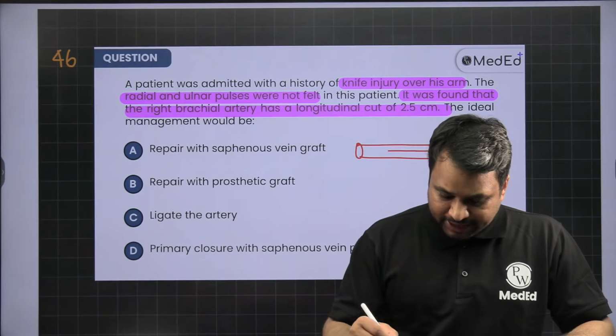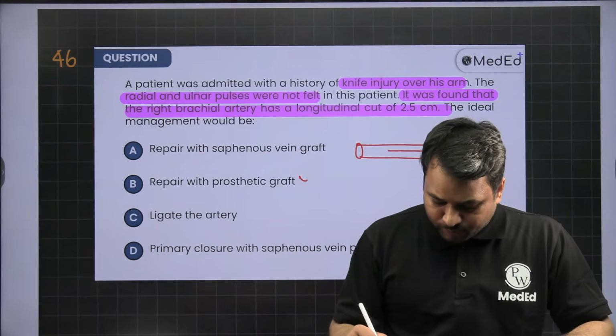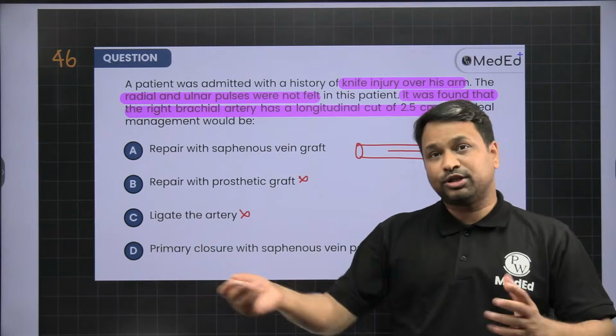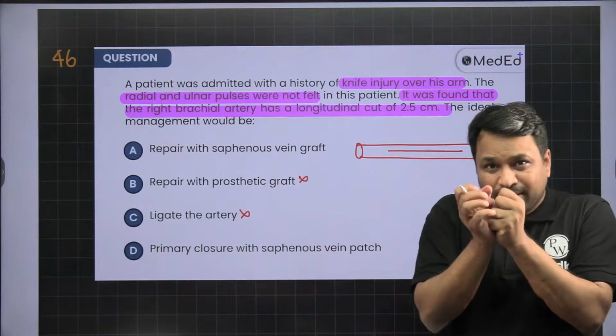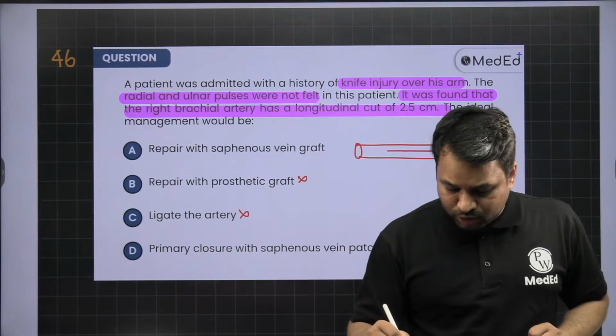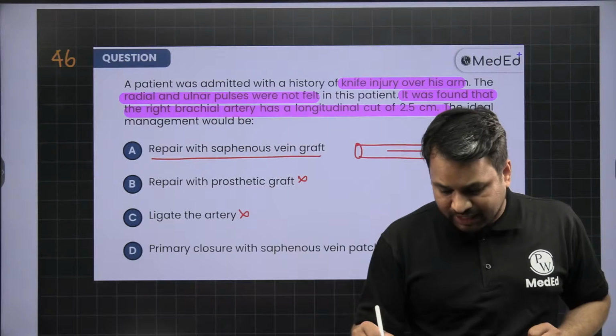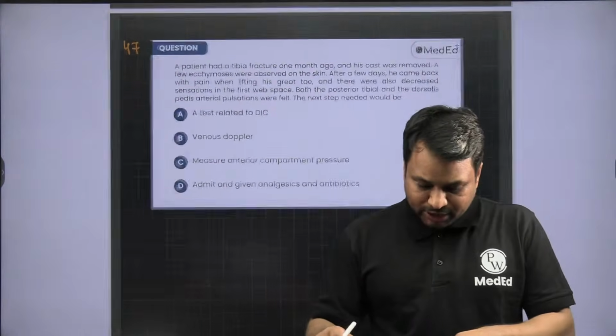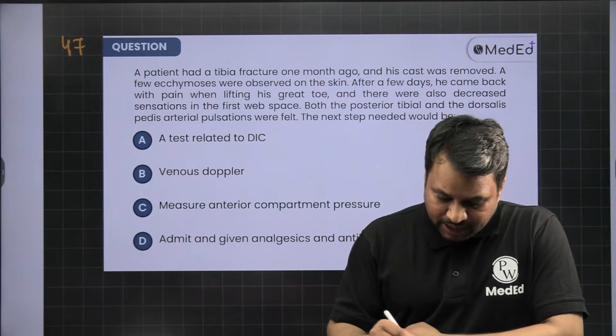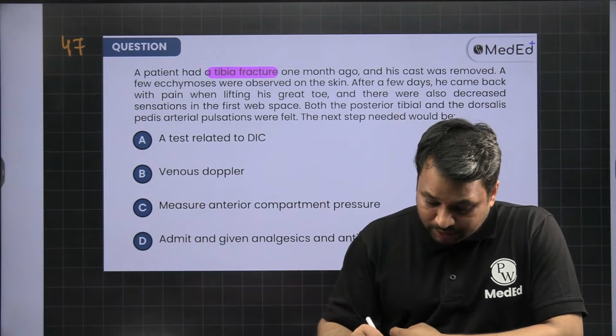Now here ideal management, say I'm not going to use prosthesis. If you ligate, there will be no vasculature, the arm will go away. Primary closure, see if you close it, it becomes narrower. I cannot do a primary closure, so I have to put the saphenous vein graft only. So answer here is going to be A for Ahmedabad. Question number 47. I have a patient with a tibial fracture 1 month ago.